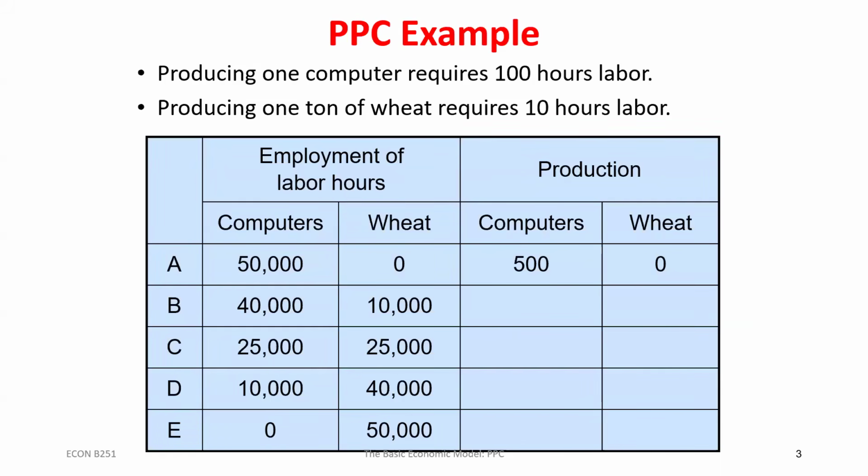Now, every ton of wheat only costs me 10 labor hours. So if I'm putting 10,000 hours towards wheat, each unit of wheat costs me 10 labor hours, I would get a total of 1,000 tons of wheat. And then so on and so forth. Here would be what we call different combinations of these two goods I could produce using all of my labor hours or all of my resources.